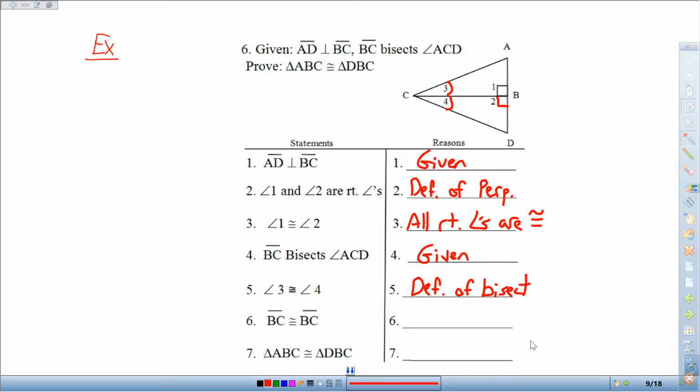Okay, so there's all my given information. Now I'm taking a look and I'm noticing, all right, I need one more piece of information on this thing. And yeah, these do have a shared side length. All right, so that thing's congruent to itself, or in other words, BC is congruent to BC. There's our next statement. Okay, why do we know that? Reflexive property.